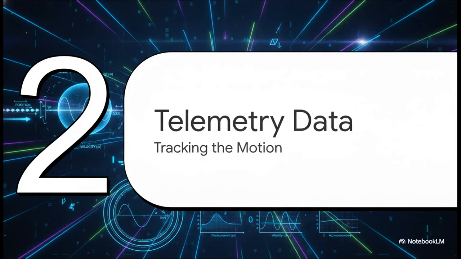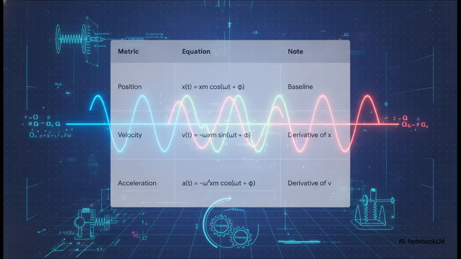Moving right along to Section 2, telemetry data. Now, please don't let the calculus here intimidate you. Just take a second to notice the really elegant progression in these equations. We start off with position, which is modeled beautifully by a standard cosine wave. If you take the derivative of that position with respect to time, boom, you get velocity. And notice how that cosine shifts into a negative sine wave, with the angular frequency, omega, popping out to the front. Take just one more derivative and you get acceleration, which shifts right back into a negative cosine wave. It's this perfect interlocking loop of math.